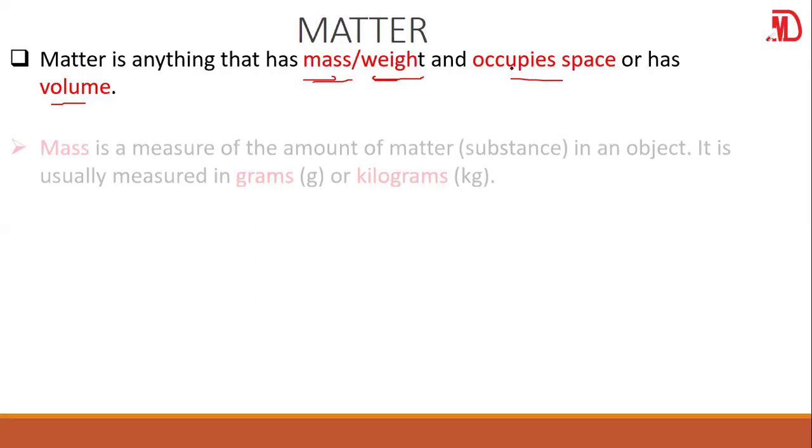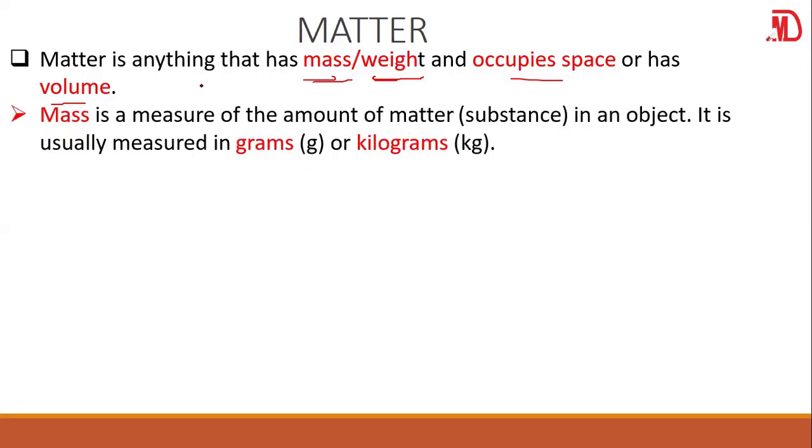All right. So someone may ask, what then is mass? Because we are saying matter must have mass. Mass is just a measure of the amount of matter or the amount of substance in an object. When you take your phone, for instance, your phone is made up of some substances in them. A measure of that substance or that matter is called mass. And it is usually measured in grams or in kilograms. So anytime you hear anything that is, let's say 5 kilograms, 5 grams, it means they are referring to mass. So mass is simply a measure of the amount of matter or substance in an object.